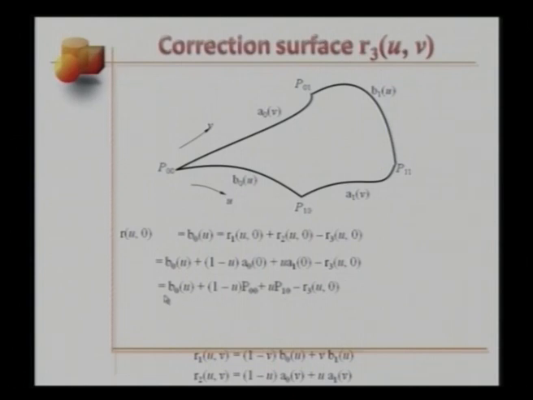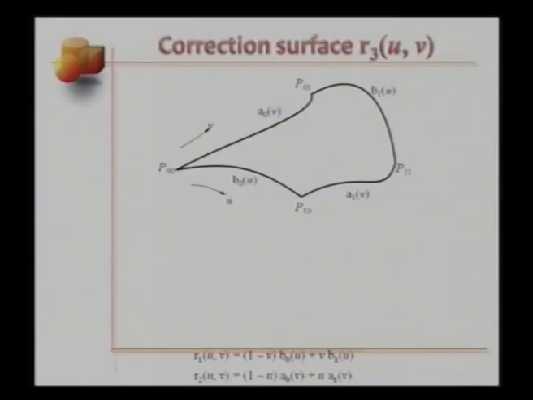So if we consider the right-hand side and the left-hand side, B0 of U would cancel out, and eventually we'll have R3(U,0) equals (1 minus U) P0,0 plus U times P1,0. Let's save this result. Let's proceed further with the bilinear Coons patch.